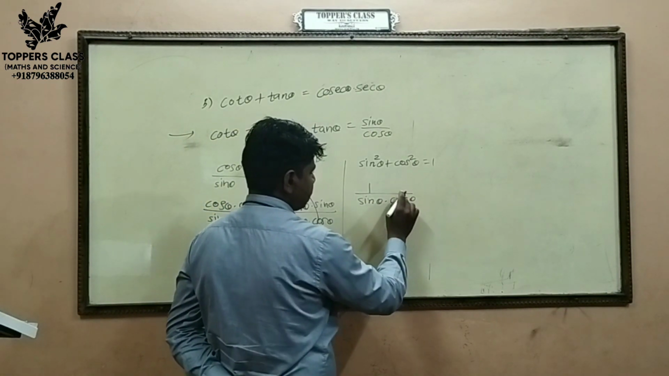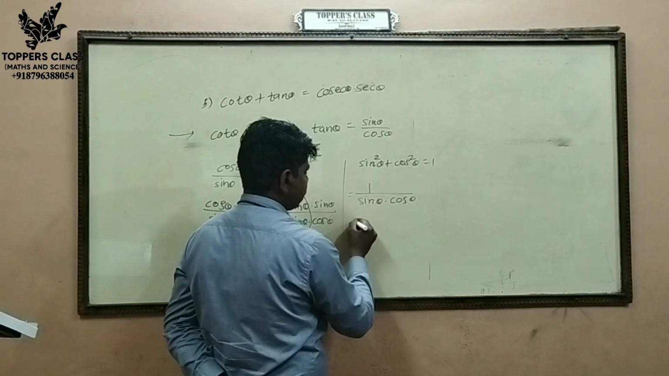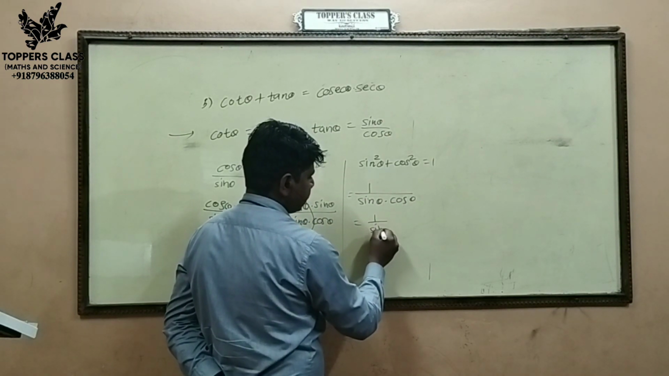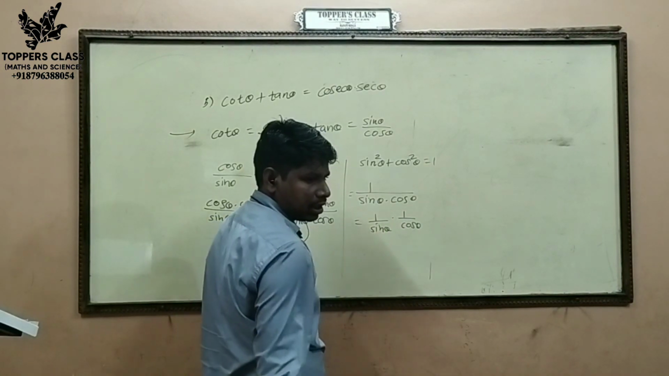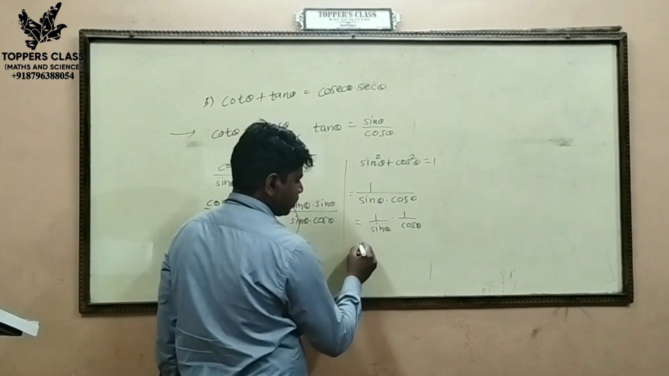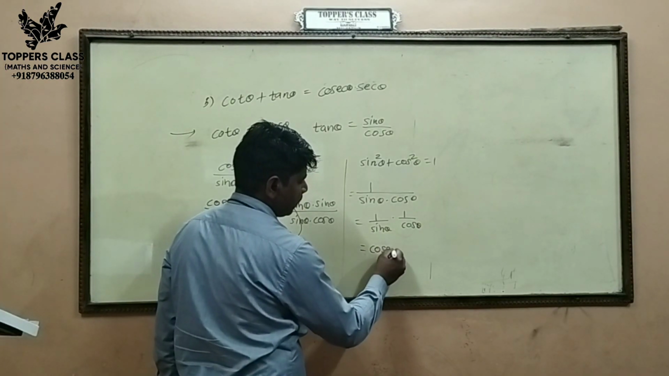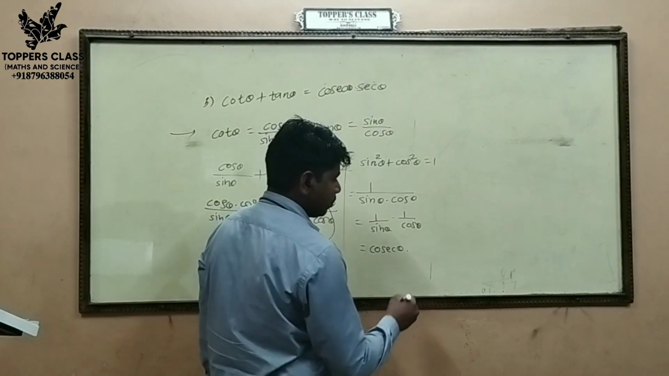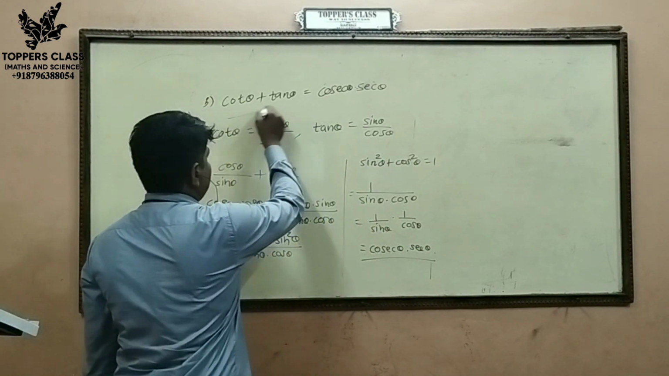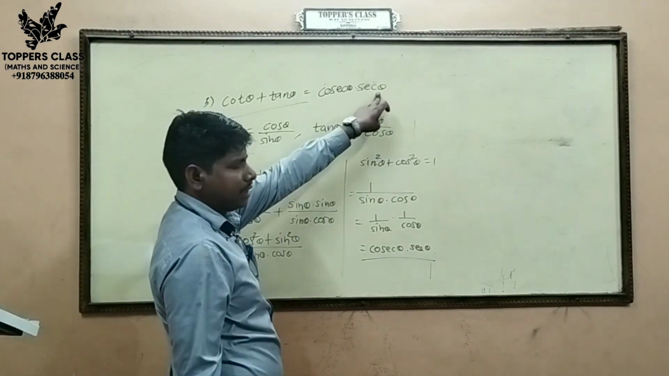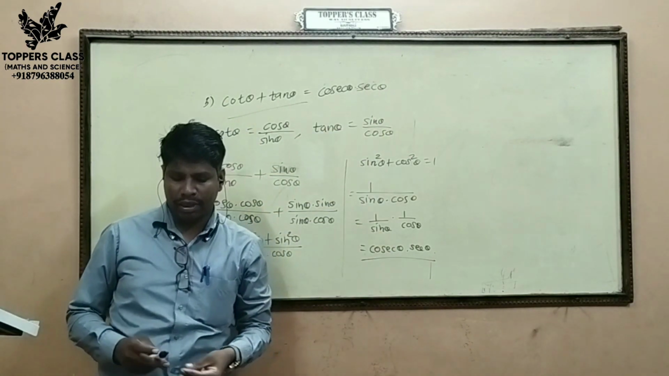So write this separately, it is equal to 1 upon sin theta into 1 upon cos theta. Now 1 upon sin theta we know is cosec theta, and 1 upon cos theta we know is sec theta. We got LHS is equal to RHS. So like this you can solve the problems.